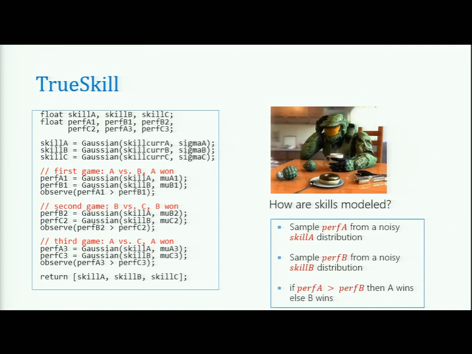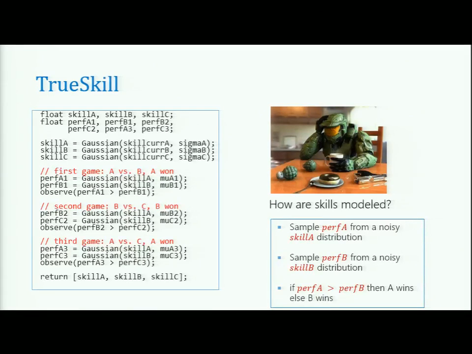And as a final example, let's look at a probabilistic program for the model that we saw earlier, TrueSkill, Xbox Live 1. Here I have a code snippet for 3 players. So I have 3 skills, skill A, skill B, skill C, and I have 3 games. First game, it's A versus B and A wins, so you have performance of A, which is a noisy measurement of skill A, performance of B, which is a noisy measurement of skill B, and since A wins, you observe performance of A is greater than performance of B.